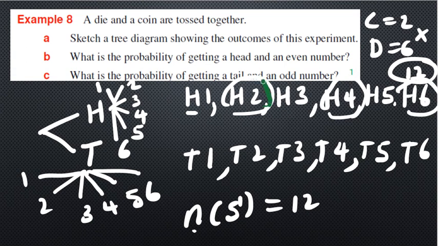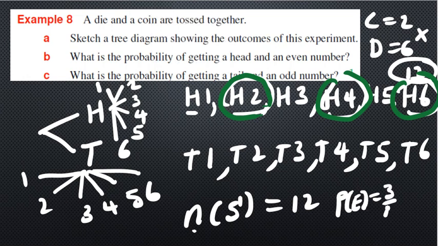Once again, let me circle it. Head and 2, head and 4, and head and 6. We have 3 chances. So we can answer now here. The probability of the event will be 3 over 12. 3 over 12 means we can simplify to 1 over 4. 1 over 4 means it's 0.25 or 25%.